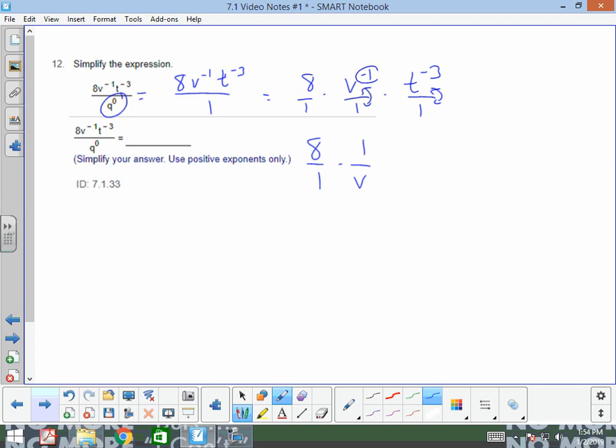When the v to the -1 moves to the bottom, it becomes v to the +1, but we don't write the +1 as an exponent. And so now we're multiplying all the numerators, 8 times 1 times 1, and all the denominators, 1 times v times t to the third. So it's 8 over v t to the third. And it really doesn't matter which order you write that on the bottom. You can write it t to the third v also.